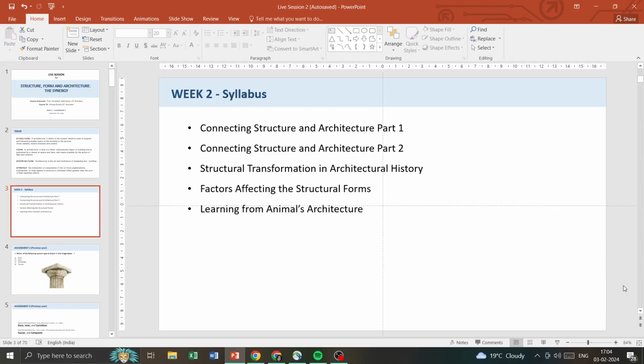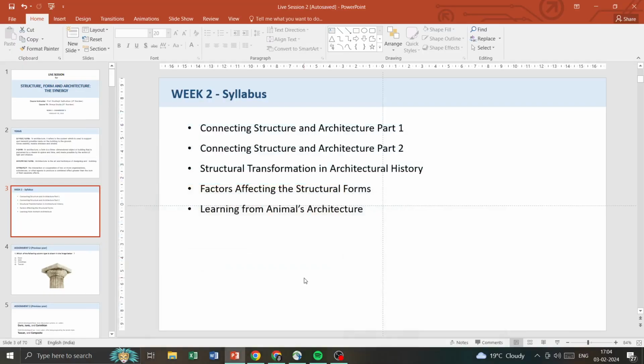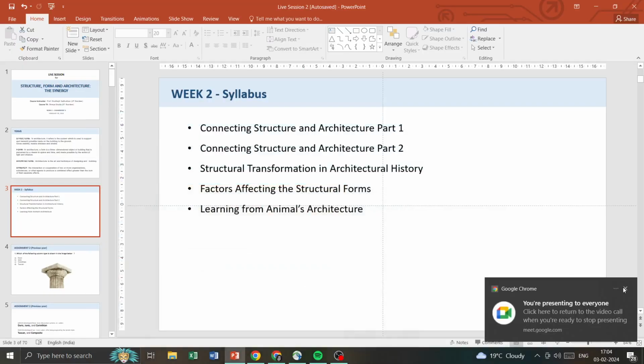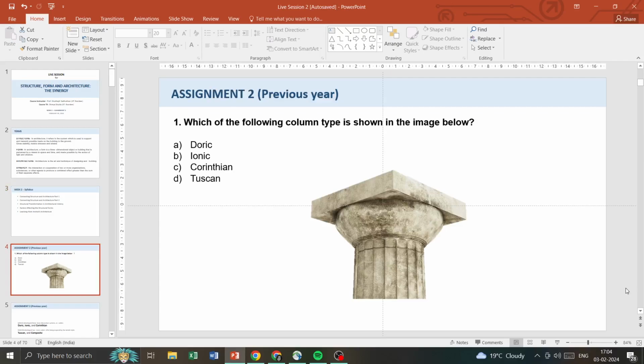So for week 2, the syllabus that has been covered is Connecting Structure and Architecture Part 1, Connecting Structure and Architecture Part 2, Structural Transformation in the Architectural History, Factors Affecting the Structural Forms, and Learning from Animals Architecture. Without any further ado, we will start with the session now.